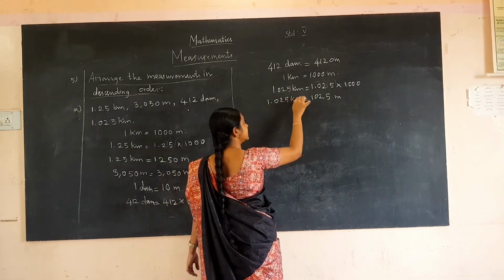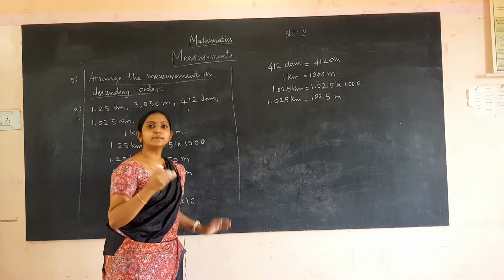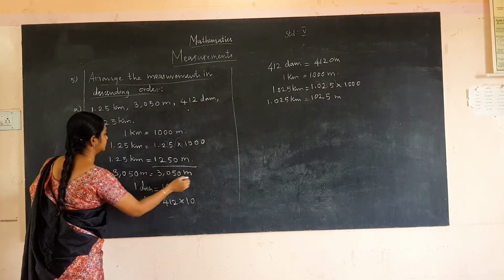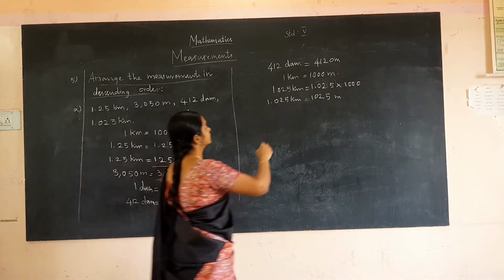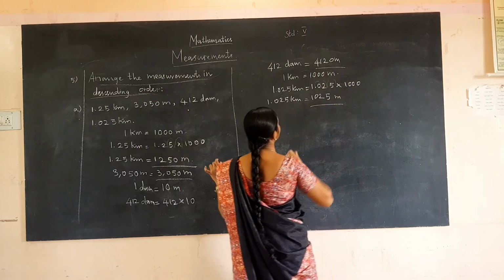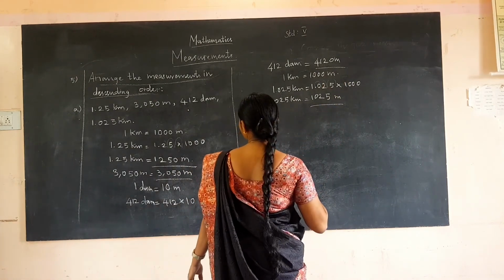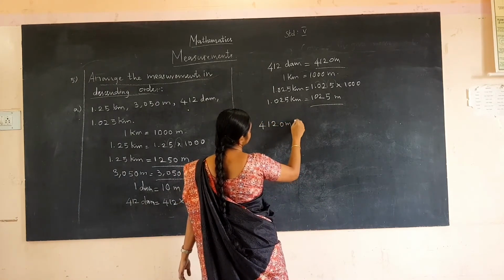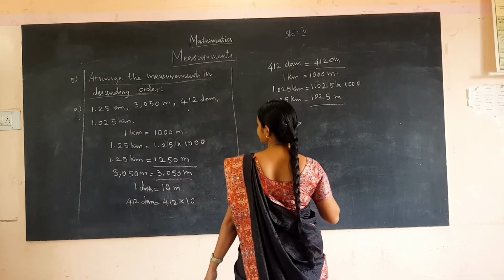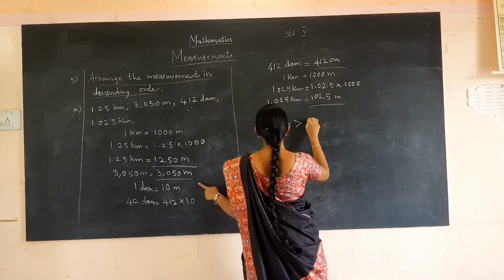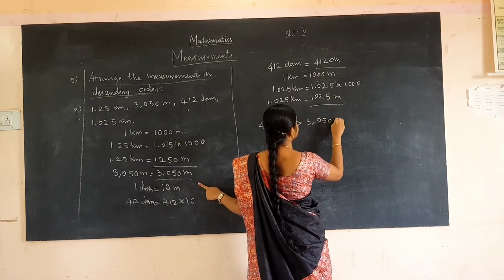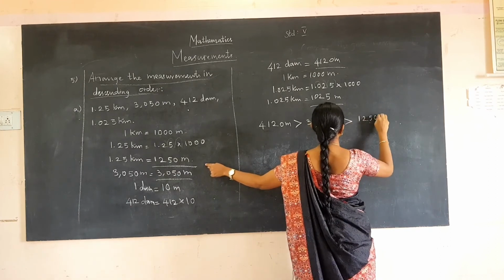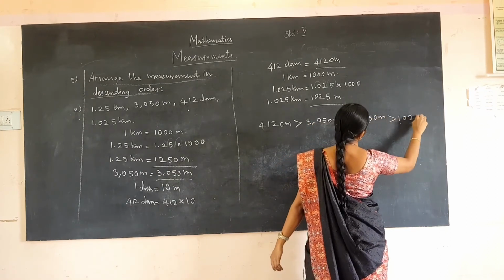Now arrange them in descending order. Descending order means from larger to smaller. 4120 meter, next 3050 meter, next 1250 meter, and next 1025 meter.